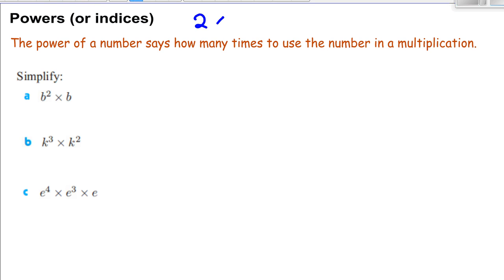We know that 2 multiplied by 2 multiplied by 2 is 2 cubed. Now this power here, 3, tells us how many times we are actually using 2 in this multiplication. You can see that we're using the number 2 once, twice, and 3 times. Hence the power here, power 3, because you're using 2 in this multiplication 3 times.